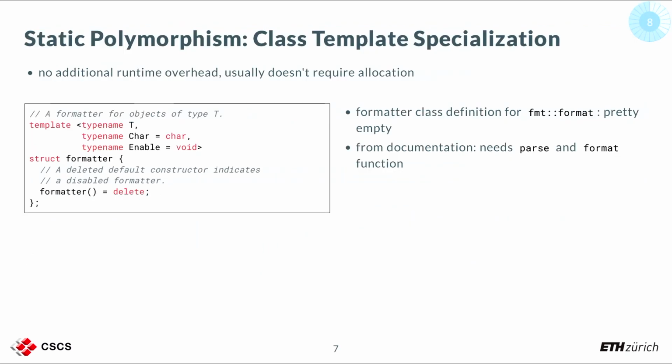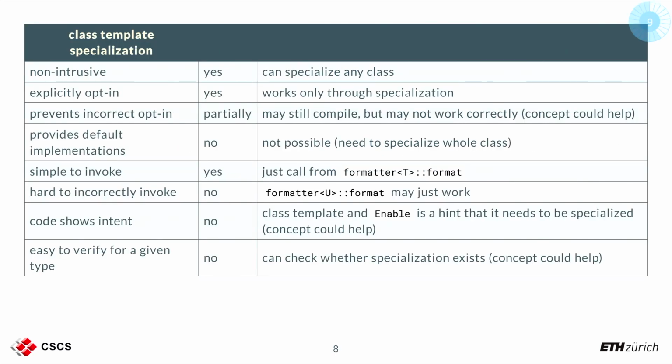That's probably more important, because when you have a class and you do a template specialization, you just need to rewrite the whole thing. You cannot just keep parts of it. It is a new class with new content. It's rather simple to invoke formatter of my type T with the format function, but it's quite easy to incorrectly invoke if you just by mistake put the wrong type here. And this might just work, even if you don't notice it, and you get subtle bugs later on, maybe at runtime even, which is hard to see, hard to debug.